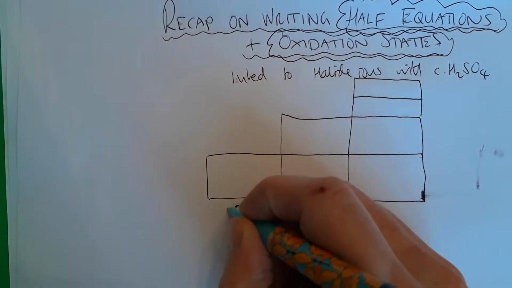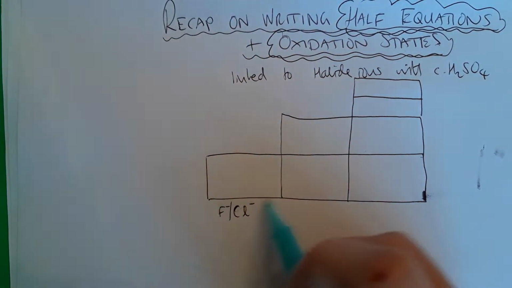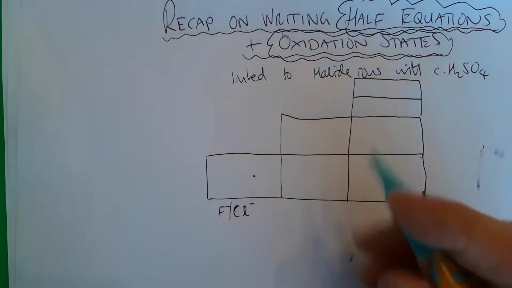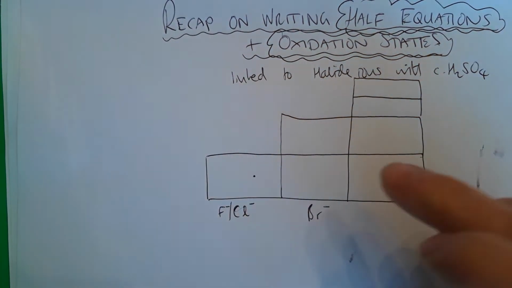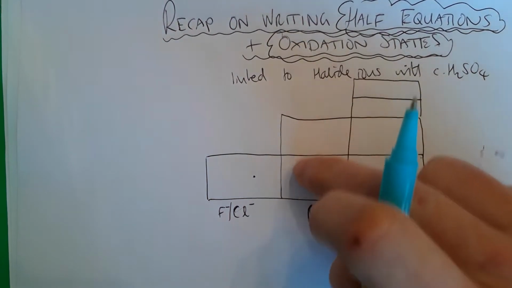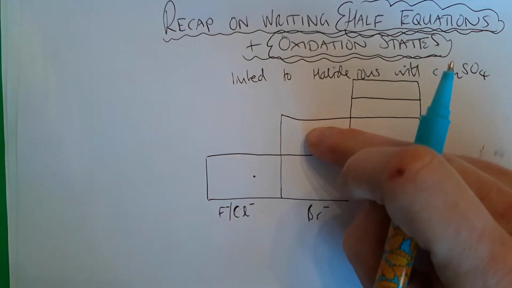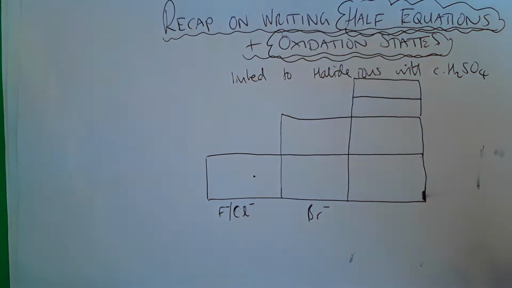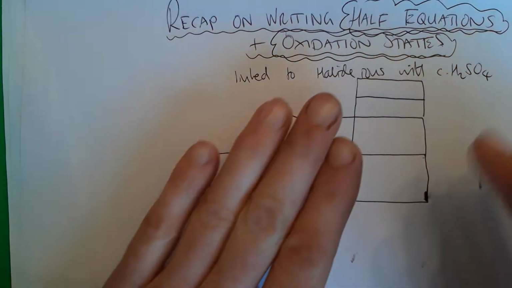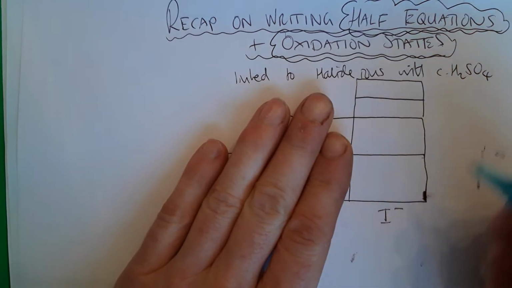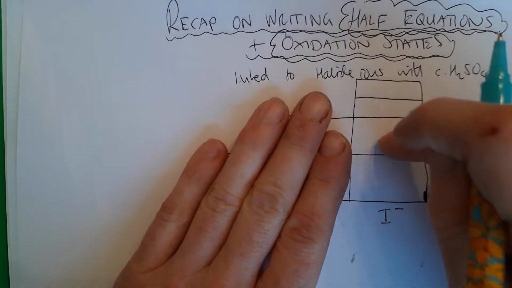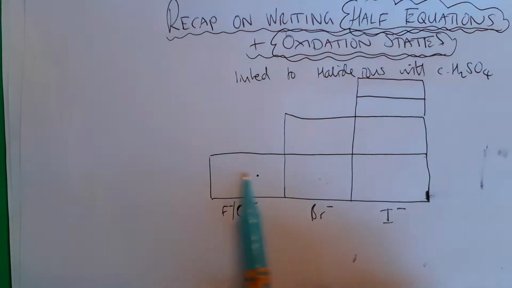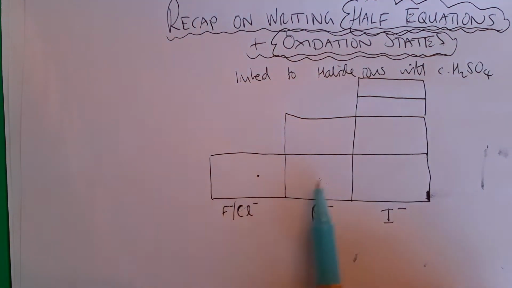So this represents chloride and fluoride, and this box represents the reactions that they do with H2SO4. This represents bromide ions, and these two boxes represent the reactions that bromide ions do with H2SO4. So fluoride and chloride do one reaction, bromide ions do two reactions, and iodide ions, being the best and strongest reducing agent, do four reactions. This bottom row is common to all three.